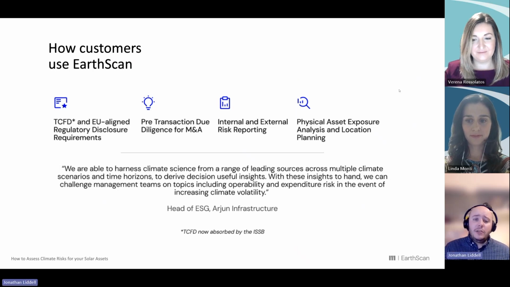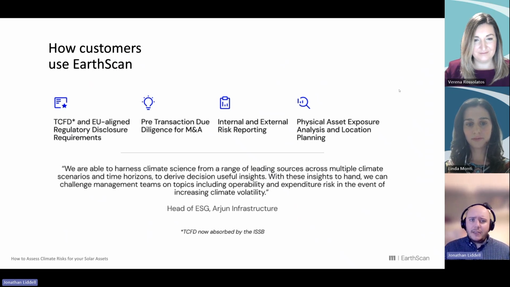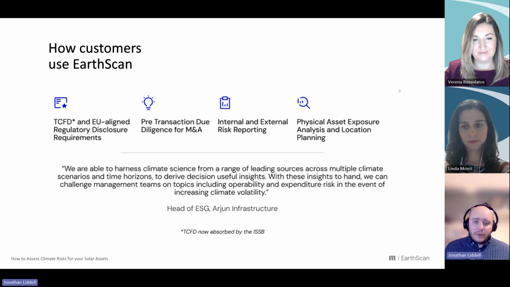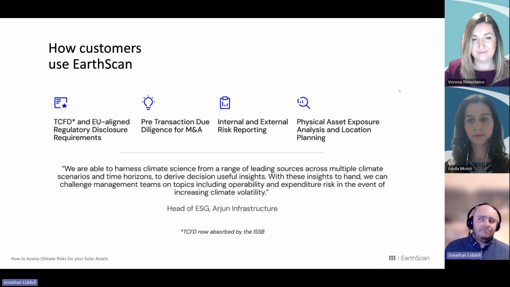What has also been useful, especially for asset managers in the past, is around that pre-transaction due diligence for either mergers and acquisitions, or to understand what the physical asset exposure is, so that they can understand whether or not to adapt or mitigate or potentially even divest from risky assets. In fact, we've worked with several asset managers around the world to help them improve their ESG understanding of their risks as they pertain to climate change.